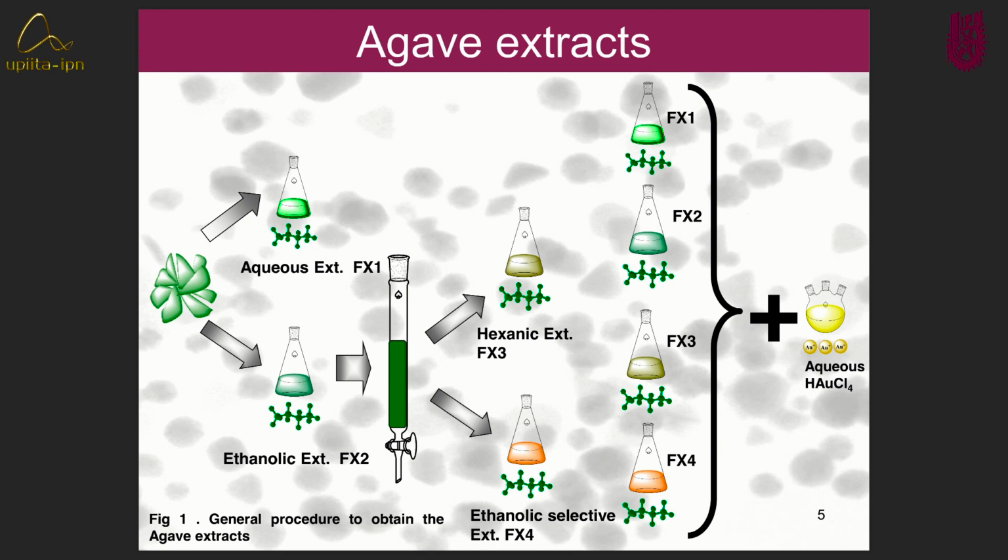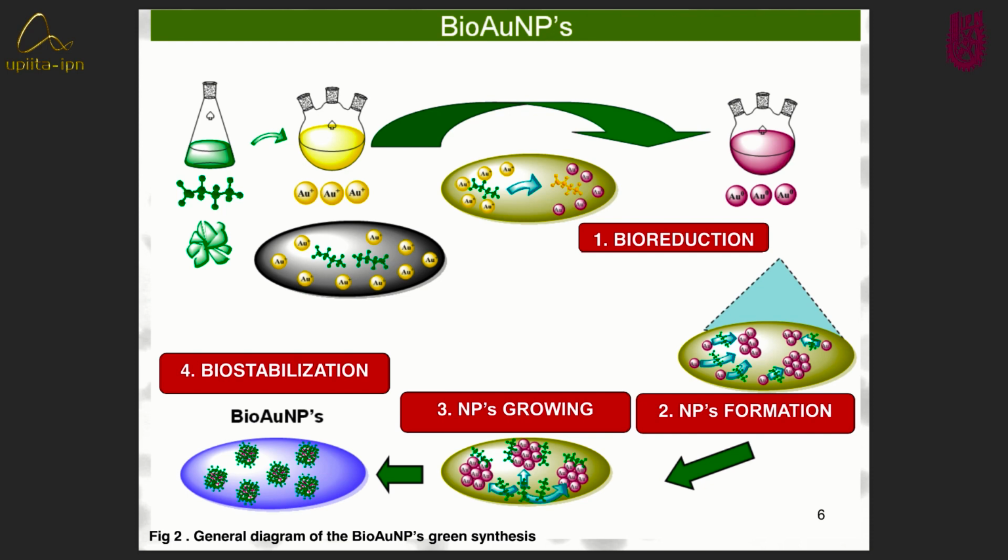The FX1 fraction is aqueous, the FX2 is ethanolic, the FX3 fraction is hexanic, and the FX4 is ethanolic but selective. With these plant extracts, we reduce the gold ions in a tetrachloroauric acid solution. This step is called bioreduction, when the ions get electrons in order to be reduced and then change the color of the solution. In the second step, we have the nanoparticles formation. And after that, the agglomeration of these nanoparticles happens, causing their growth, and in the end, we have the biostabilization of these nanoparticles.